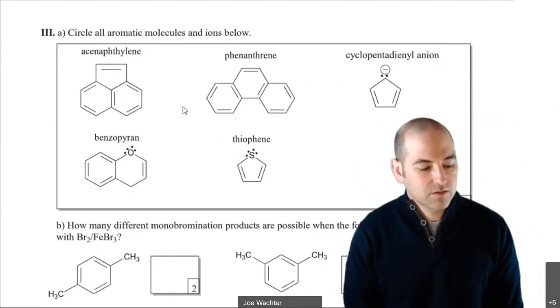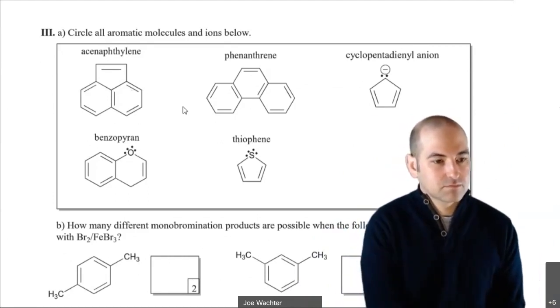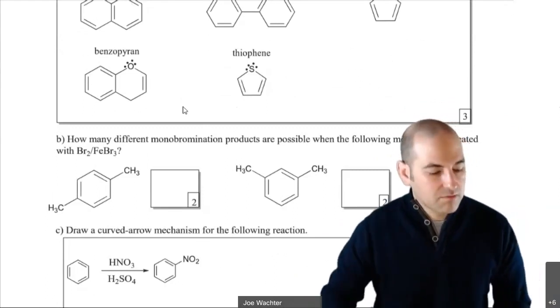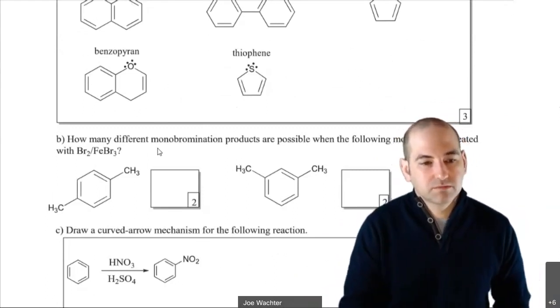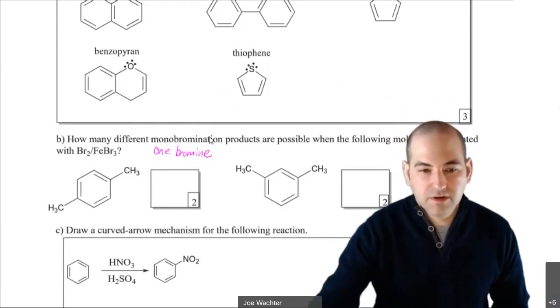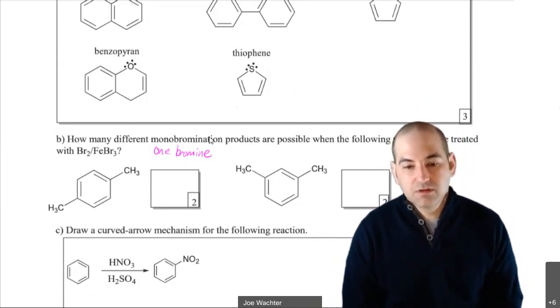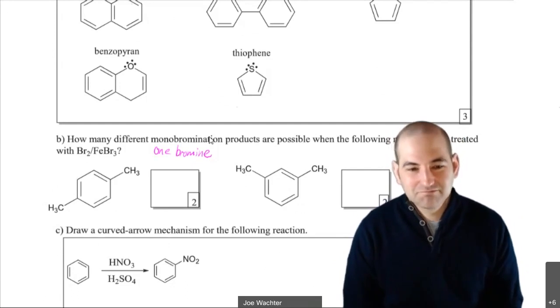All right, so other questions? Oh, good question. So monobromination just means adding one bromine. So if we add one bromine, how many different possible products? How many different products are possible? And when we say possible, well, how many different products can you make?